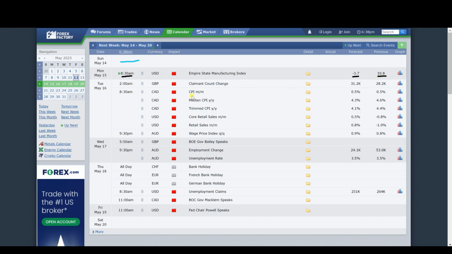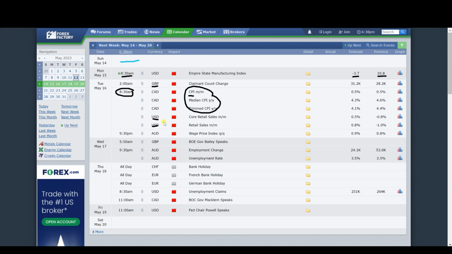And then on Tuesday, we do have news coming from the British side. Okay, claimant count change. All right, and then obviously we have the high impact CPI data coming from the Canadian side at 8:30 a.m. Also at 8:30 a.m. we have the retail sales coming from the United States. So this is obviously a time for you to keep an eye on the charts, and be careful as you are placing your trades, also managing your trades, if you have any trades in relation to the US dollar and Canadian dollar.